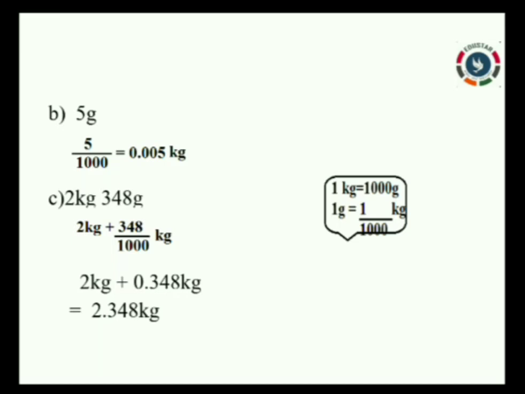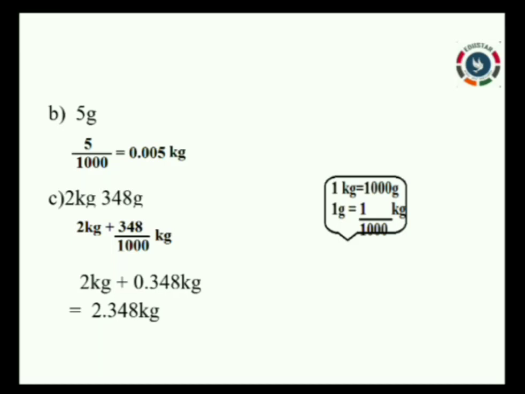Next one, 2 kilogram and 348 grams. You have to convert this into kilograms. Already you have 2 kilogram, right? So you should keep the kilogram as it is. So 2 kg, plus you are going to convert this 348 gram into kilograms. So 348 divided by 1000 kilograms. Now 2 kg plus, convert this fraction into decimals.